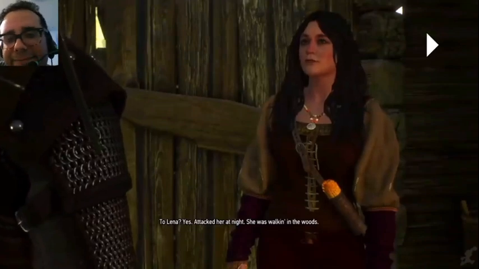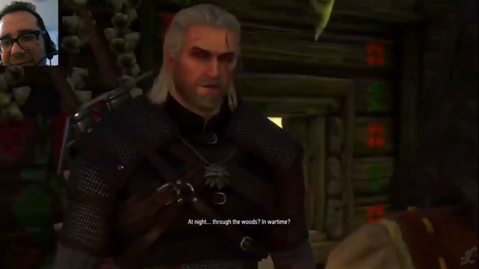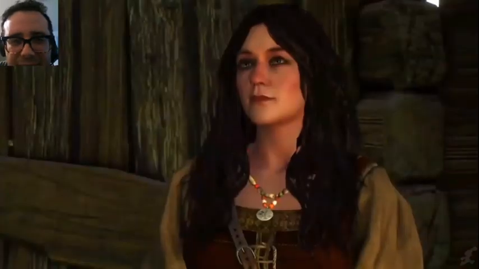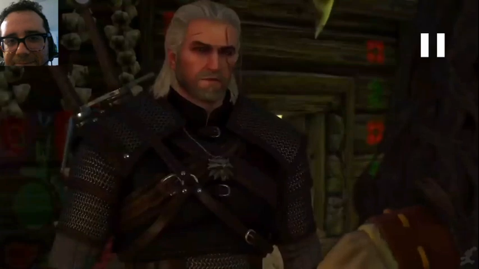Griffin. Selena. Yes. Attacked her at night. She was walking in the woods. At night? Through the woods? In wartime? Meeting a boy. The young do foolish things for love.